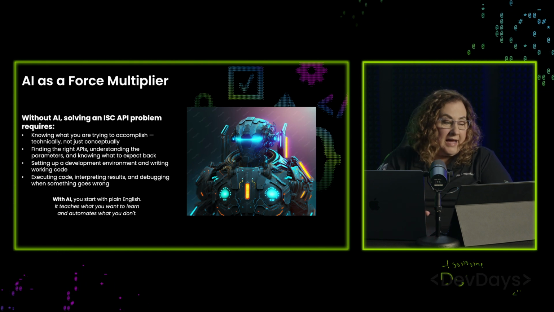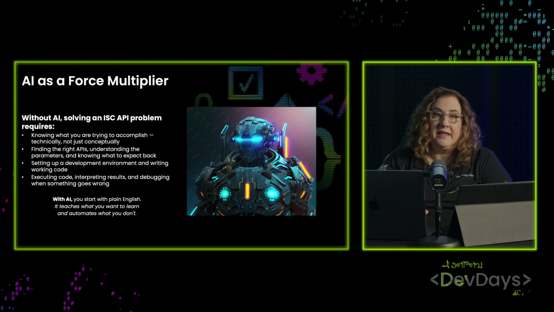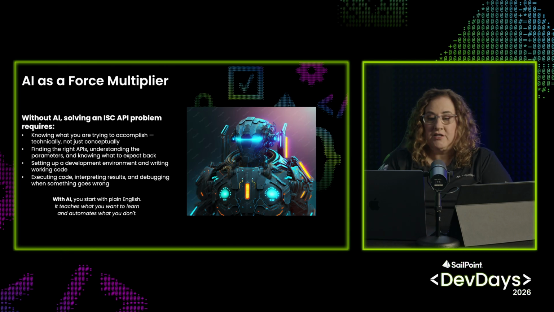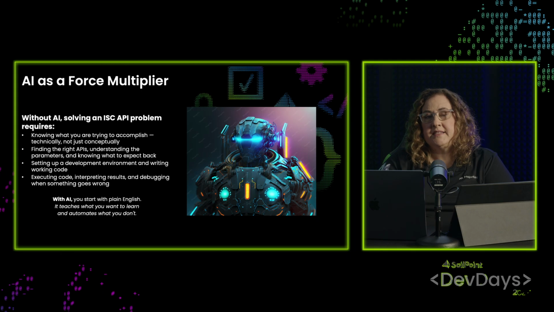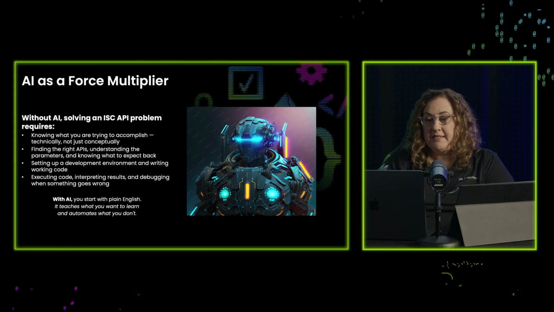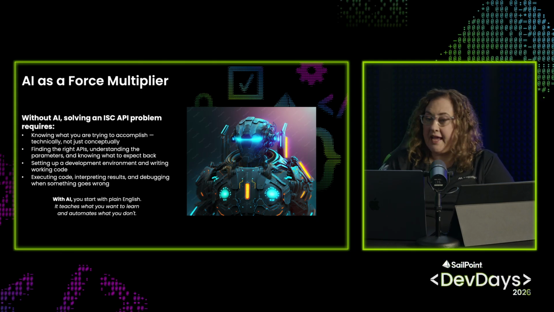But with AI, I can start with plain English. I can teach it what I want it to know about, and then it can help automate the rest. If you think about the image of an exoskeleton here, it's enhancing what we already know. We already know what ISC is and how to use it. Now we want to take that to the next level so the AI can make us more powerful at what we're doing.